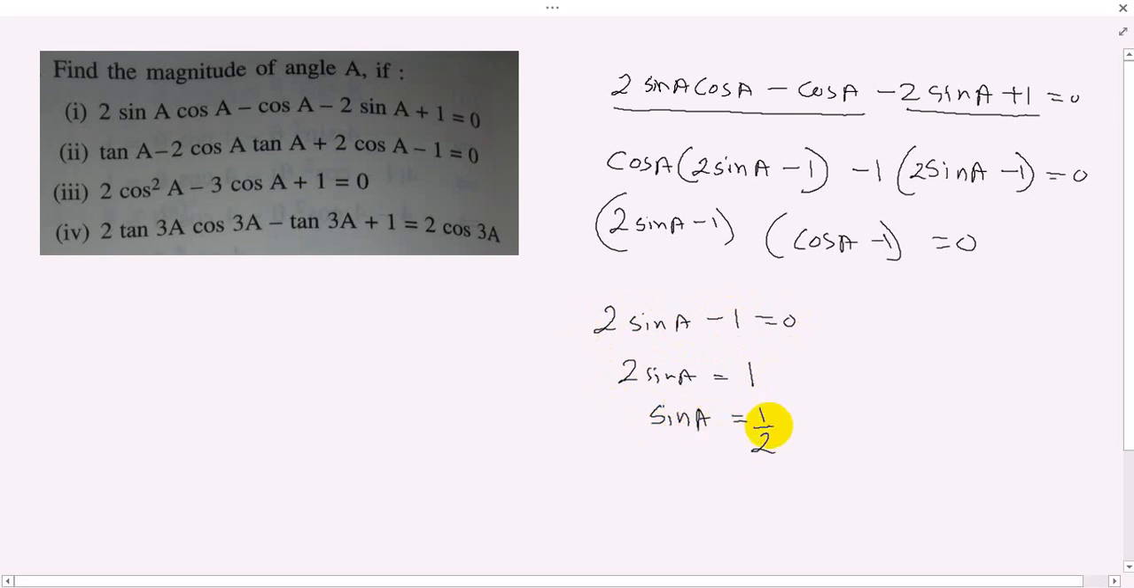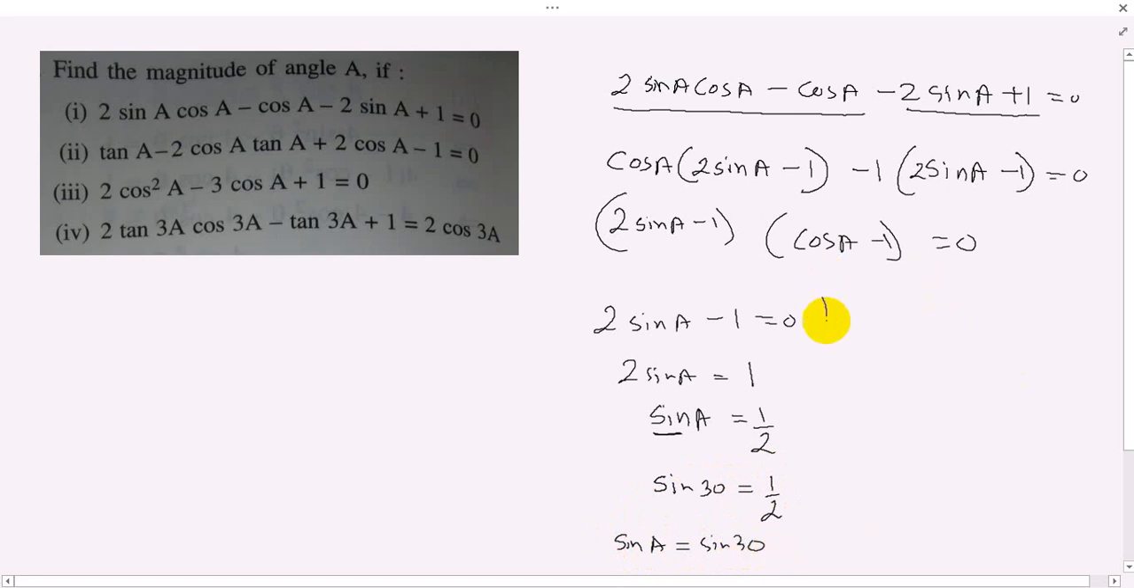So for which trigonometric angle is the value half, we have to see that. We need to see that this is sine, and this is half. For which value is the sine half? Sine 30 degree is equal to half. Here sine A is equal to sine 30 degree.